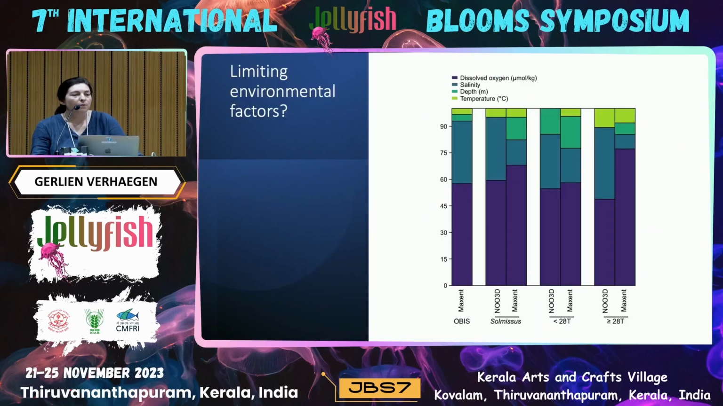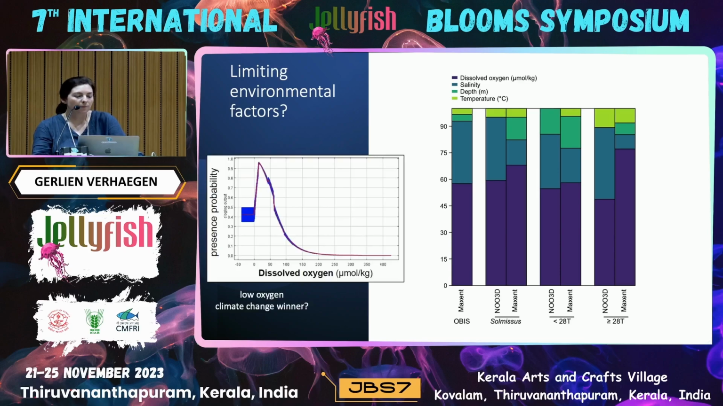Now, very important when we are interested in climate change is looking at what are the environmental factors that are limiting the distribution of deep sea jellyfish. And here all our models, whether on genus level or on morphotype level, found that dissolved oxygen was the most important limiting factor, which you may find surprising. But when we looked, this really low concentrations is where you found most of our jellyfish.